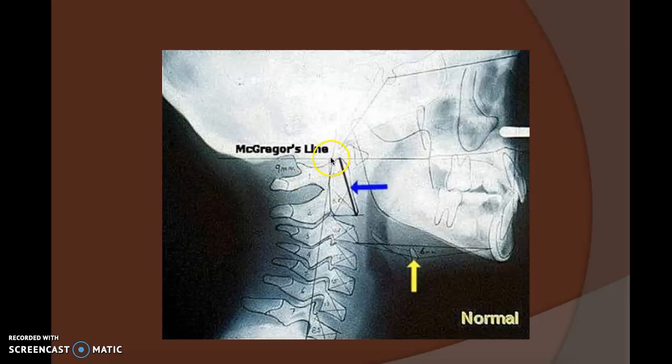Here we see a line dropped from the posterior aspect of the body, a tangent from the posterior aspect of the C2 body, and the posterior inferior angle of C7. And in a normal cervical lordosis, each body should be forward of this straight line.